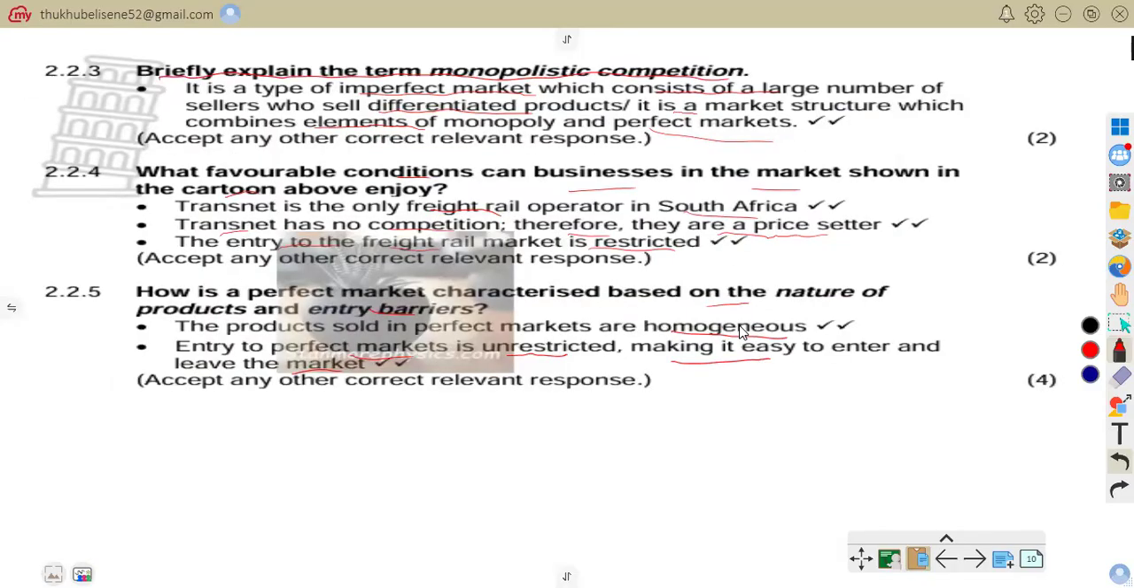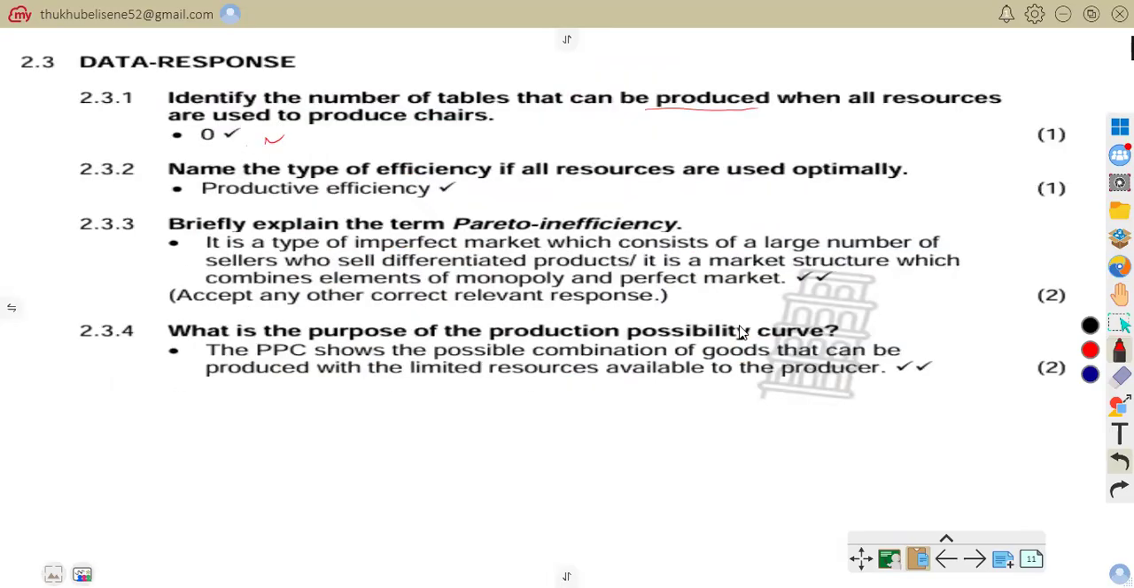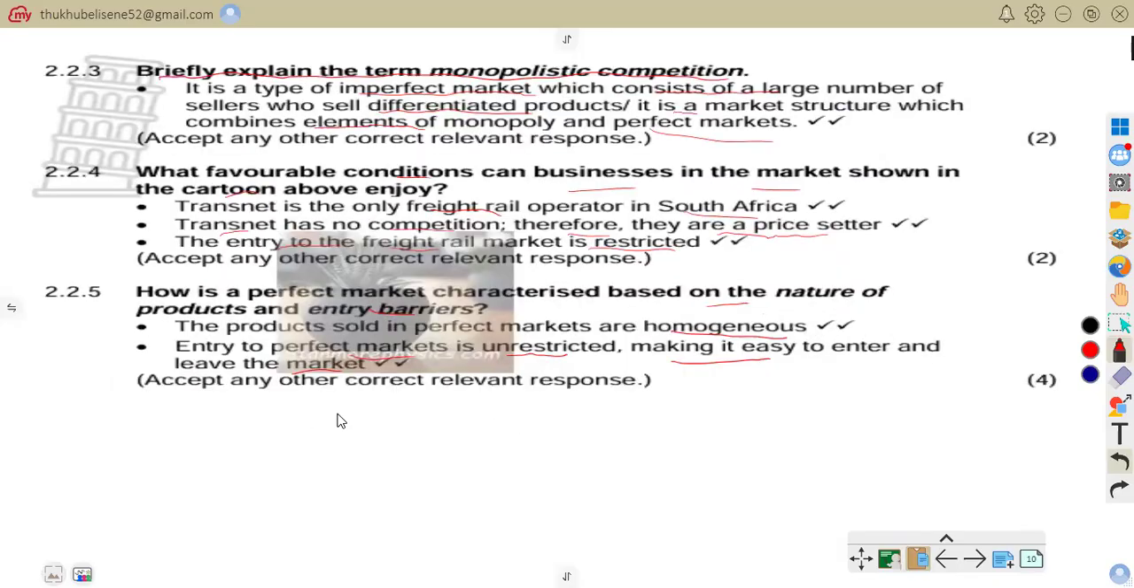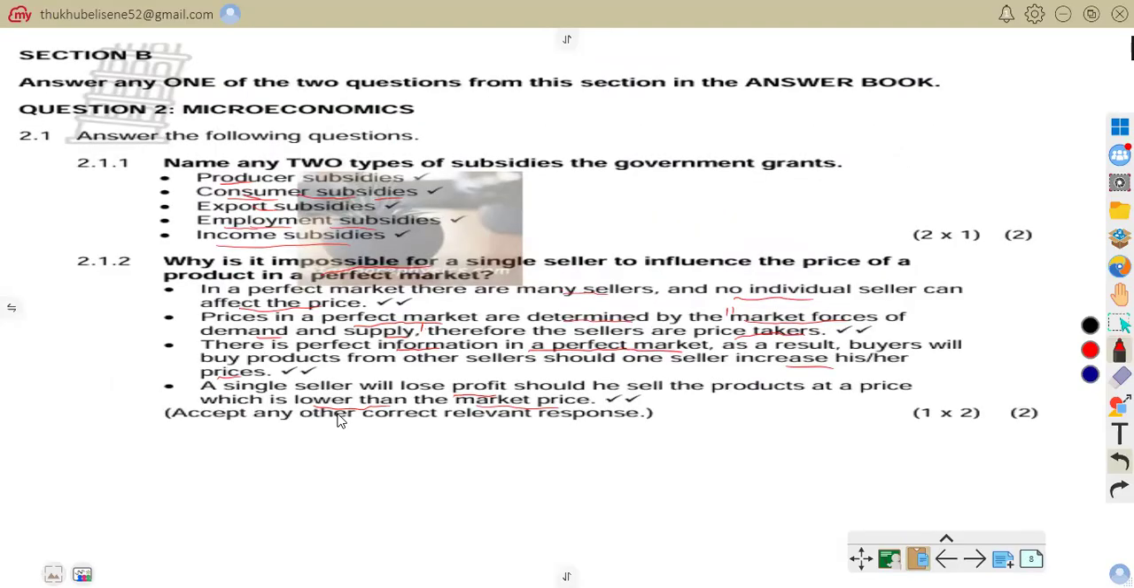So that is where we were asked to name the type of efficiency if all resources are used optimally. That is productive efficiency, like I've said, where you produce goods at the lowest cost using all resources. So that is that. Now let us go to the 2.3.3 question.